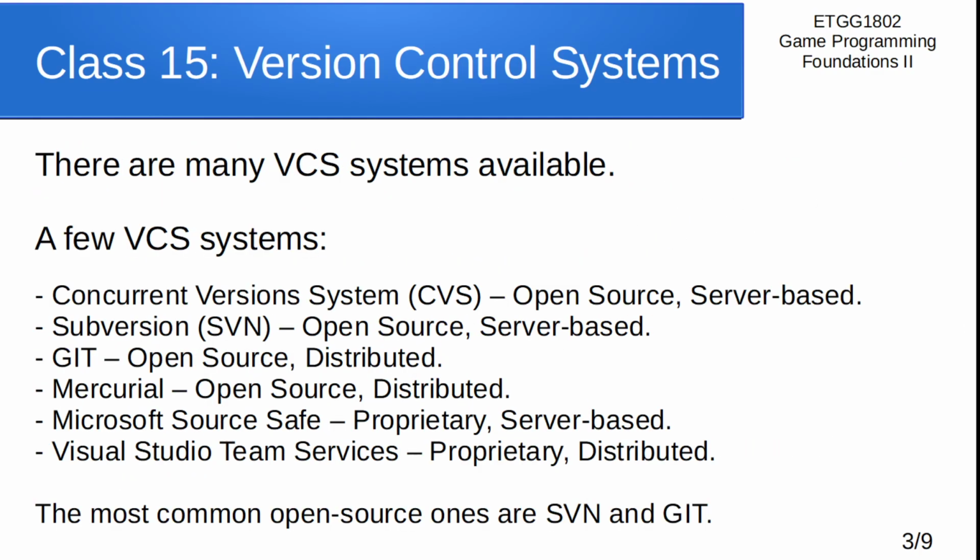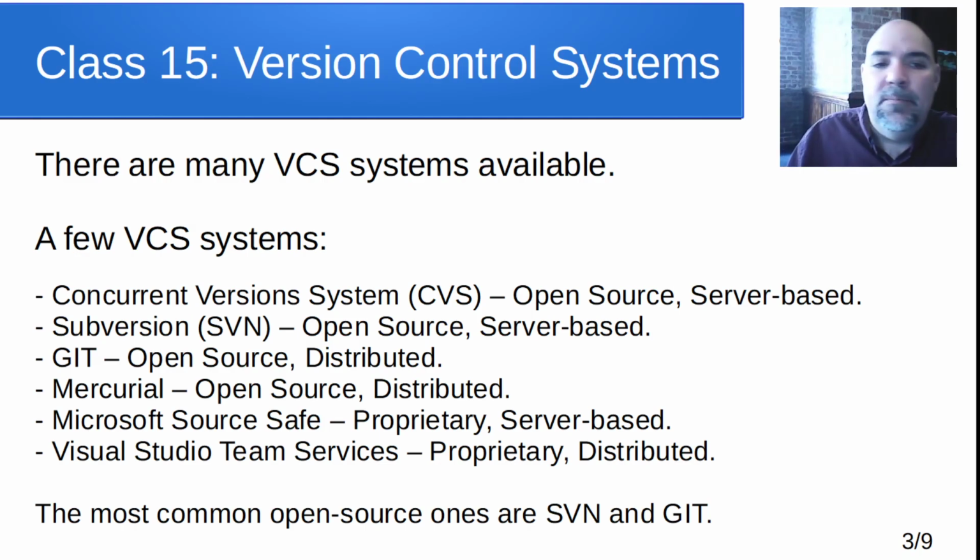Okay, now looking back at the version control systems that are available, there are quite a few out there, and some are fairly popular. I'll talk about those here. There's the Concurrent Versions System, CVS, which is open source and server-based. There's also Subversion, also called SVN, which is also open source and server-based. There's Git, which is open source and distributed, so you don't necessarily need a server to use Git.